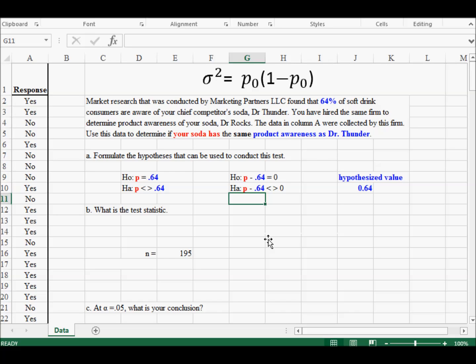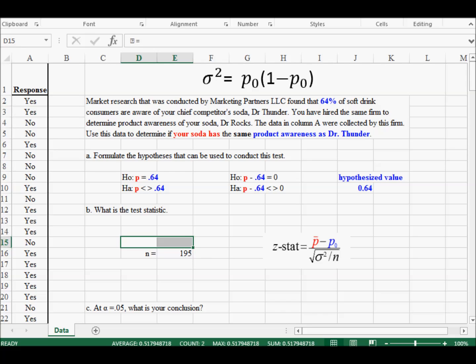So how do we test this? Well, the test statistic is P bar, the point estimate of P, minus P0, the hypothesized value. That difference, the point estimate of that difference, is the numerator of the z-stat. The denominator is the standard error. So the first thing we have to do to compute the z-stat is find the P bar.